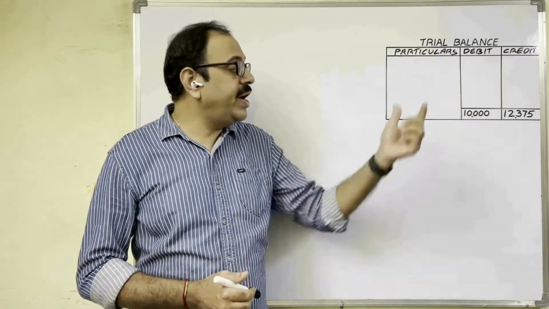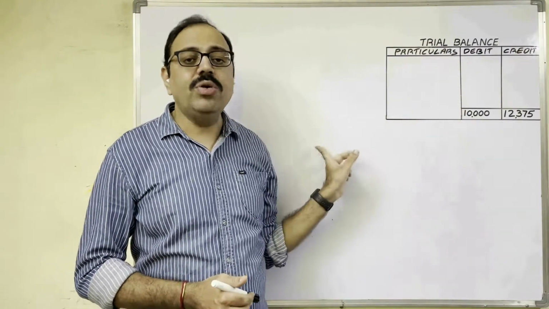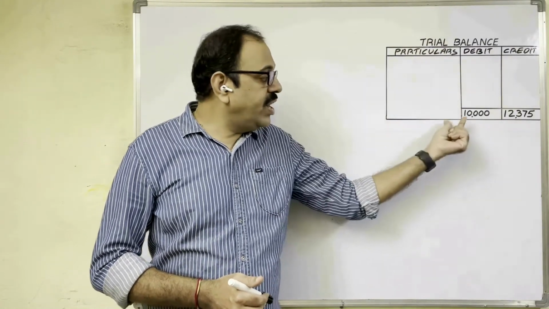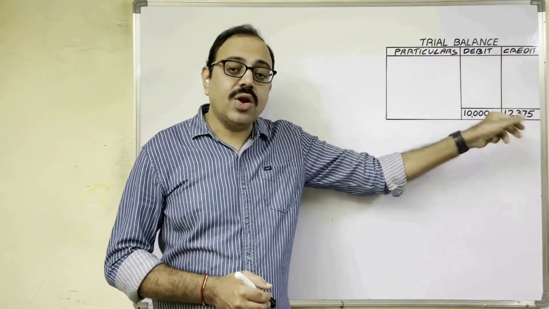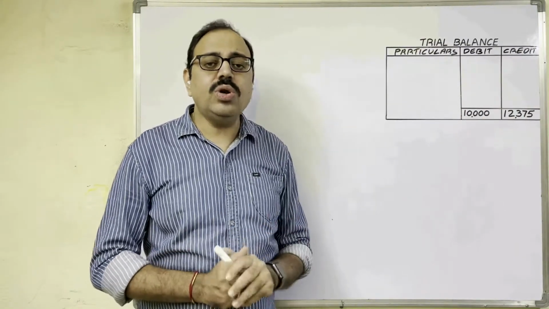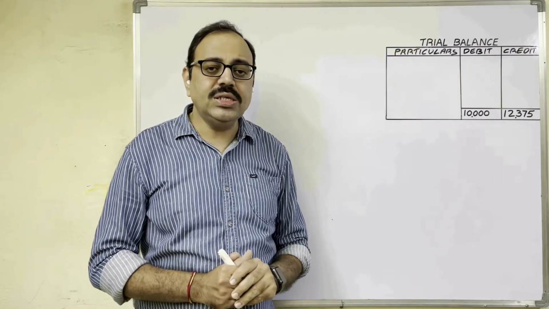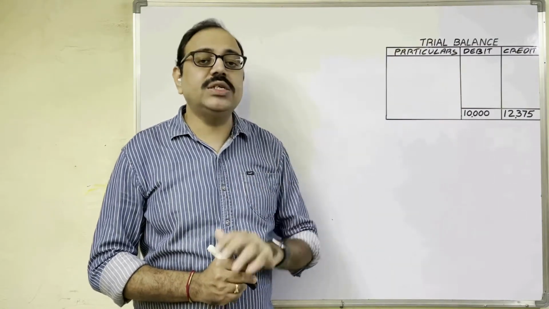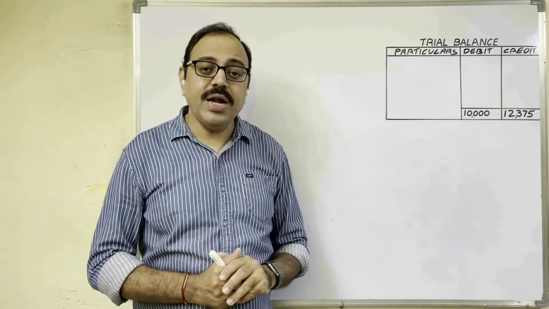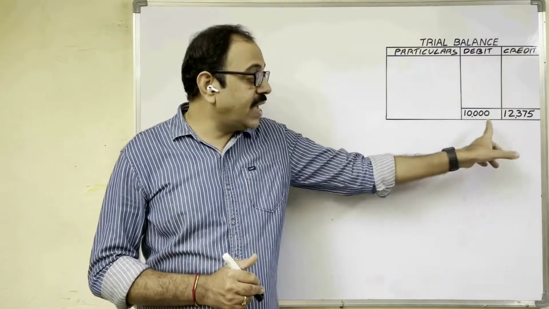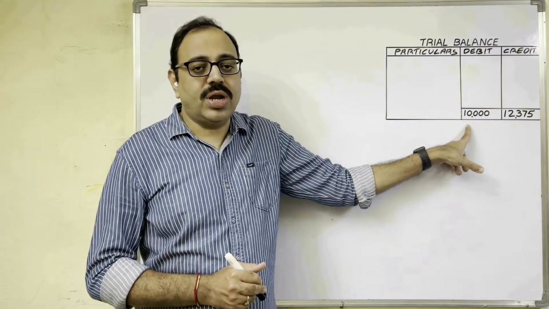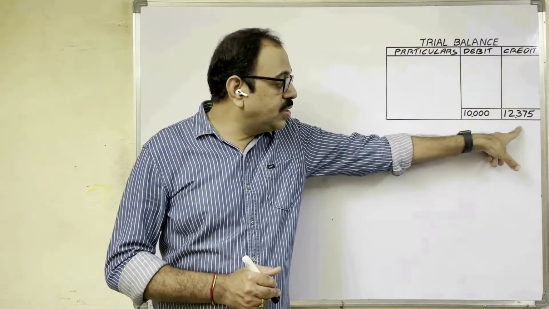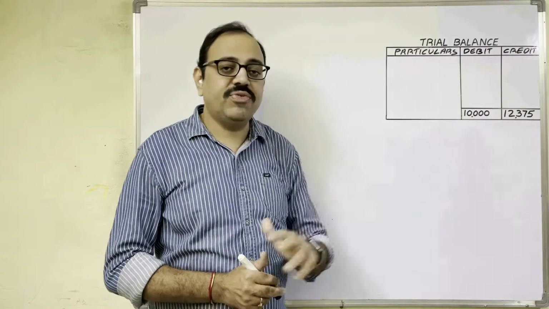A bookkeeper prepared a trial balance with the ledger account balances. After writing all the amounts, the debit total and credit total are not the same. If these two totals are the same, then it means there are no arithmetic errors in the preparation of accounts. But there is a disagreement in the trial balance totals. The credit total is more than the debit total. The credit total is more by 2,375 rupees.